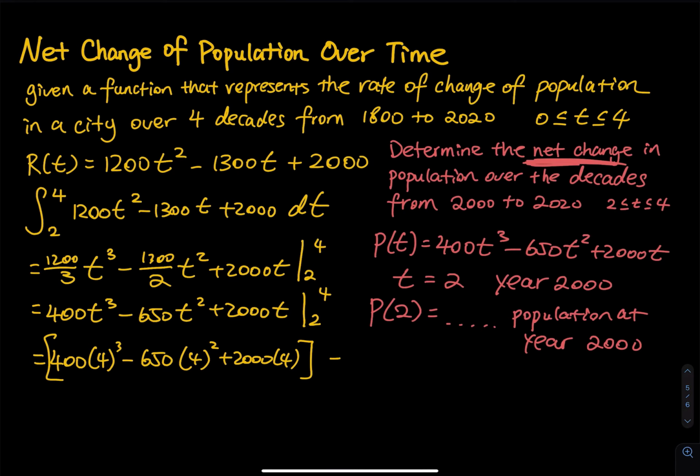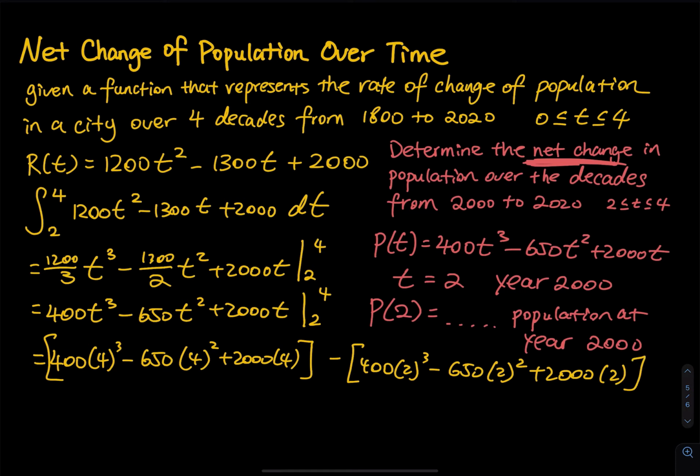Let me just write across. So this is 400 times 2 to the third, minus 650 times 2 to the second, plus 2000 times 2. All this gives me 18,600. So this is the net change.